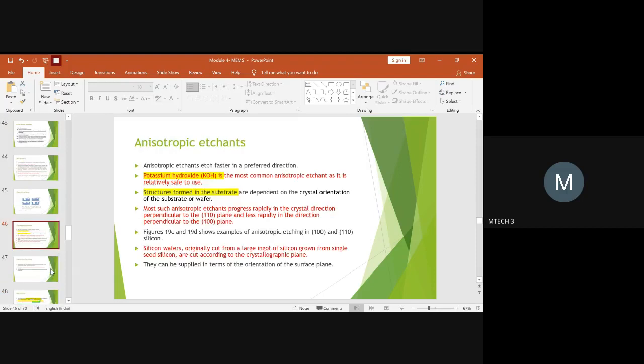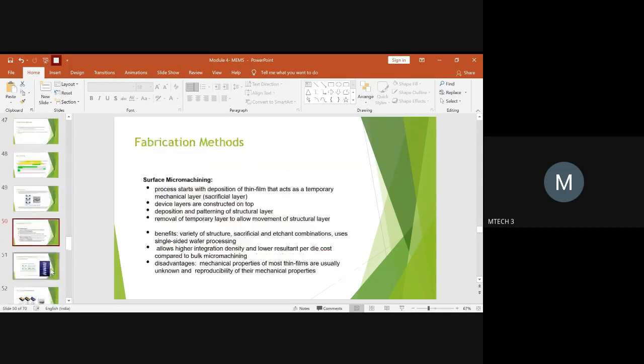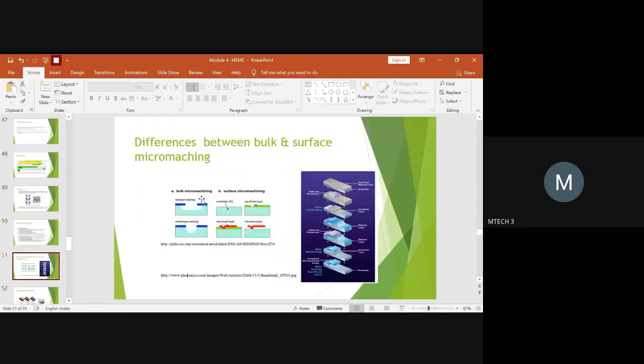So based on that, the pattern of the etch out will be different in both cases, isotropic as well as anisotropic. So this is the old method which has been used. But now in surface micromachining, all the process could be achieved without removal of the extra material from the substrate. So this is the difference between bulk micromachining and surface micromachining. Hope you can understand now.